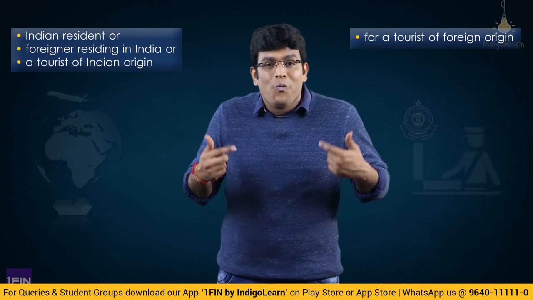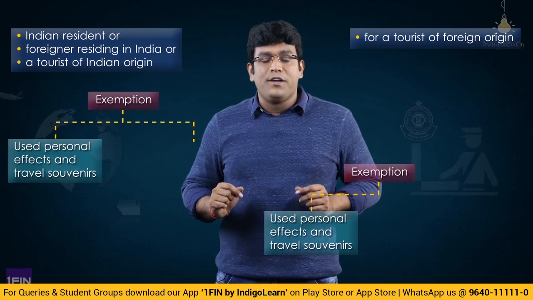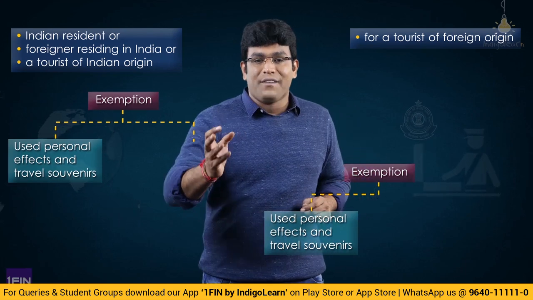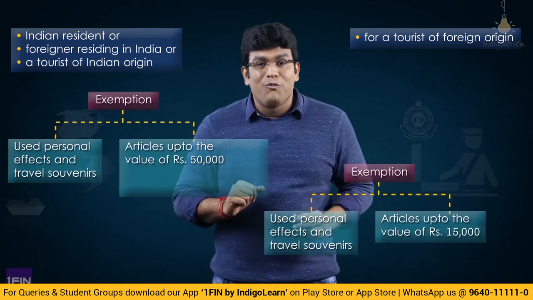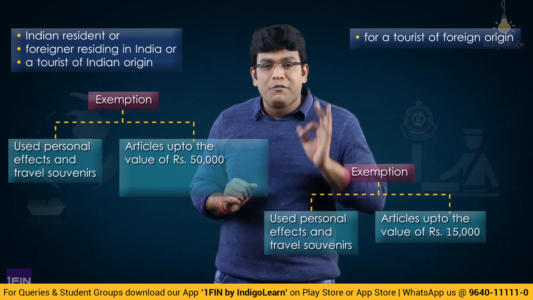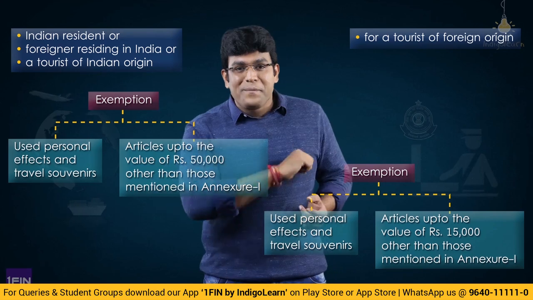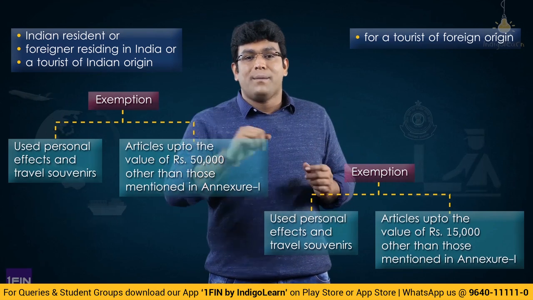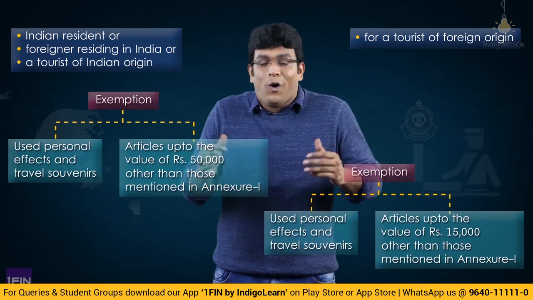Other side, for a tourist of foreign origin, the story is almost the same. Now let me tell you what is the story for tourist of foreign origin. The exemption is basically for used personal effects and travel souvenirs, and articles up to a value of 15,000, other than those mentioned in Annexure 1. That means that the 15,000 limit will not apply for items given under Annexure 1. Now, what is Annexure 1?